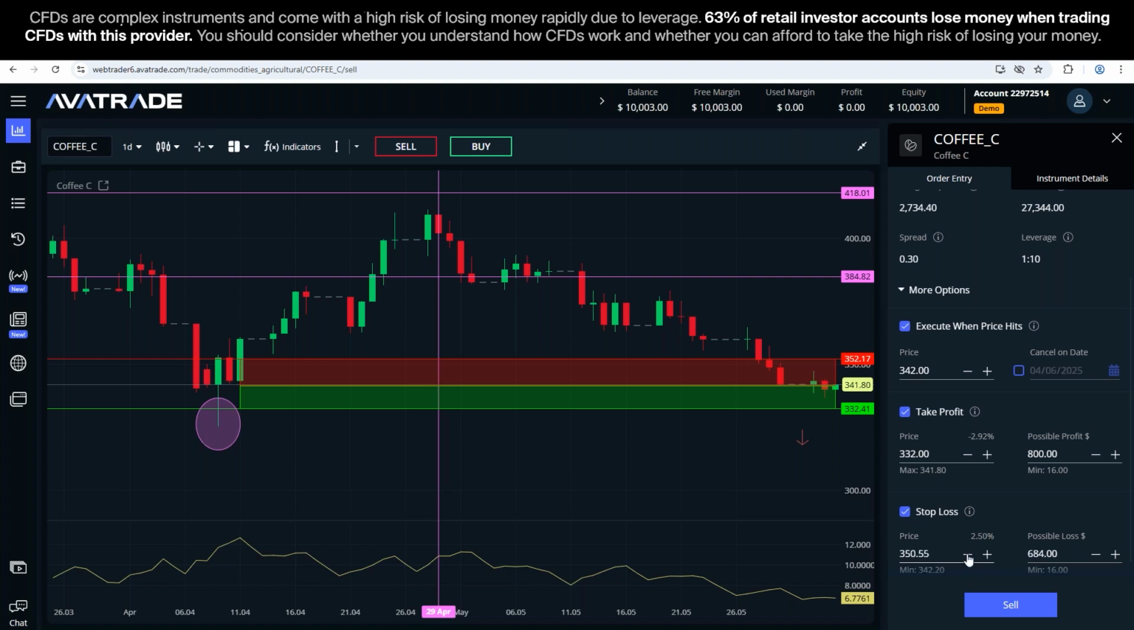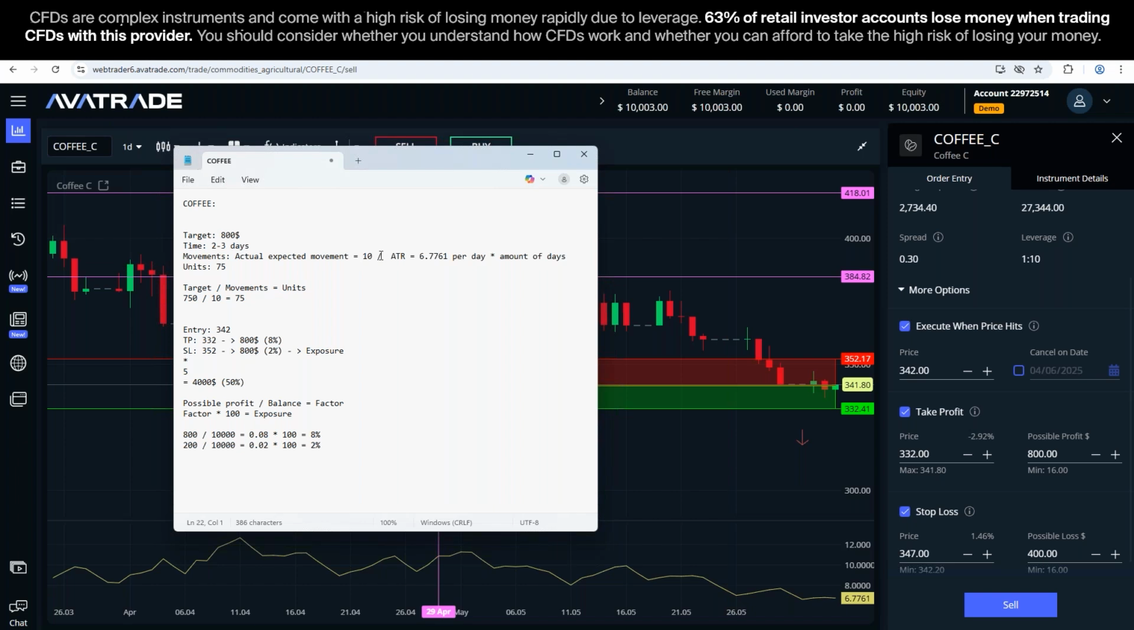So by clicking here on the minus, I'm getting it closer and closer to the entry, eventually to a point where I can see here 200. Of course, I didn't have to do it by clicking on the X because I could just place it $2 away. And in this case, it will be 344. Oh, sorry, 4.